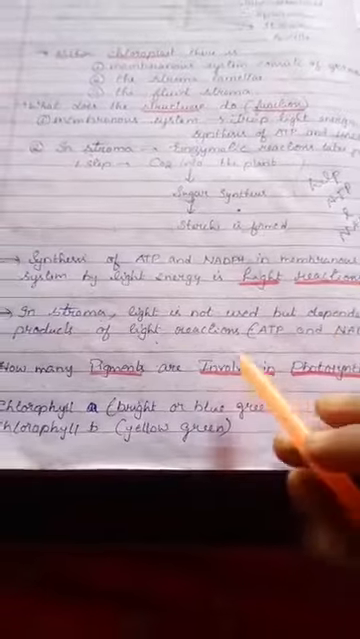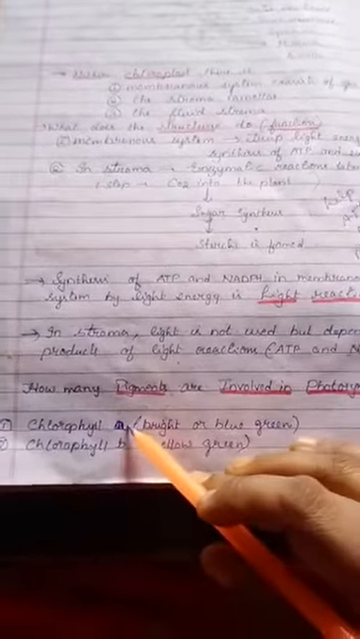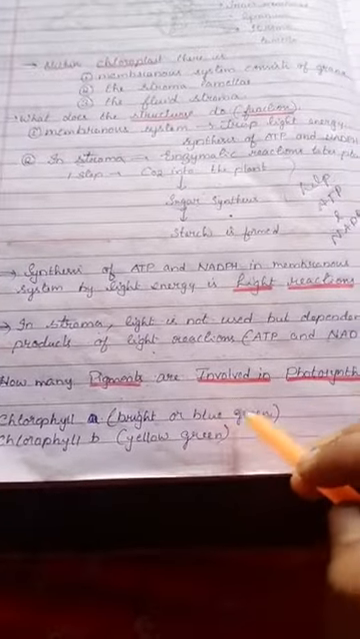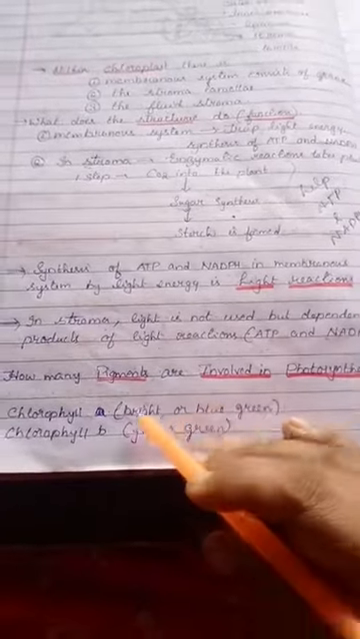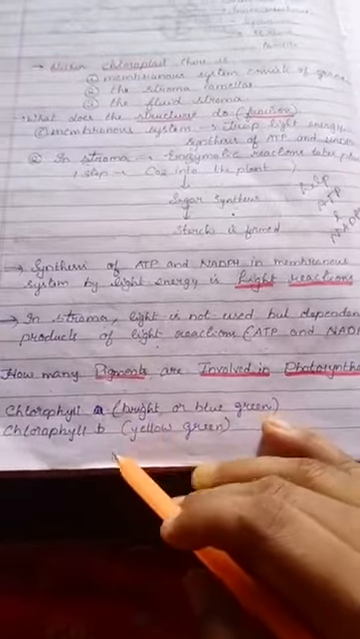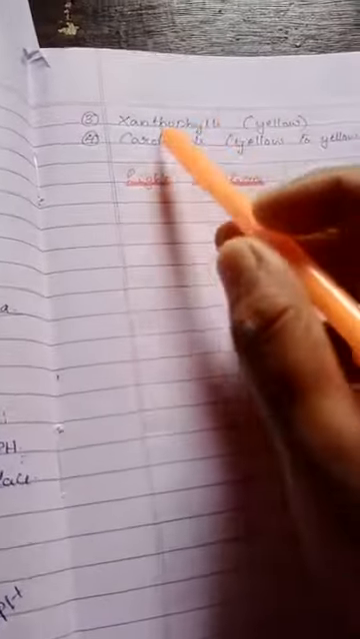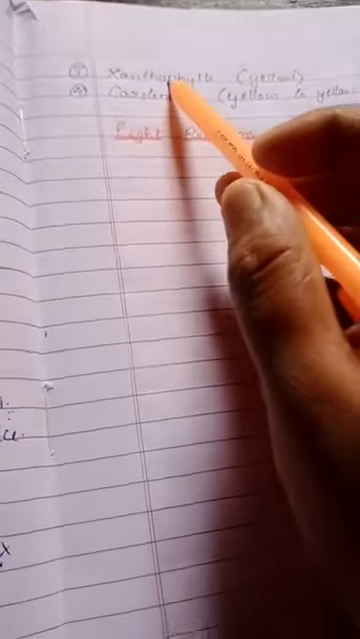One more small point: how many pigments are involved in photosynthesis? If the plant is bright green or blue green, then you can understand that chlorophyll A is present. If the plant is yellow green, that is chlorophyll B. If the plant is yellow in color, then the xanthophyll pigment is present. If the plant is yellow or yellow orange, then the carotenoid pigment is present.